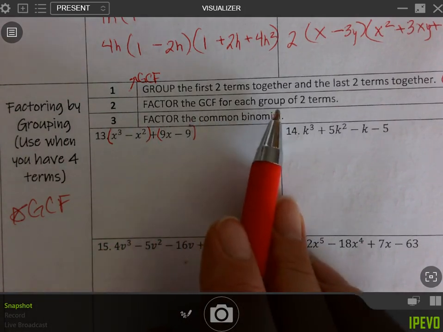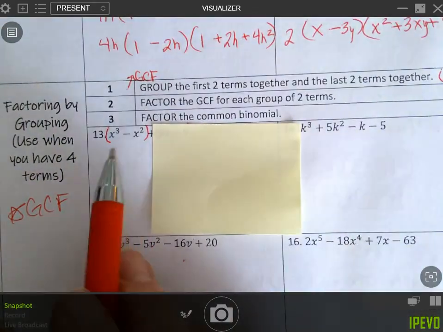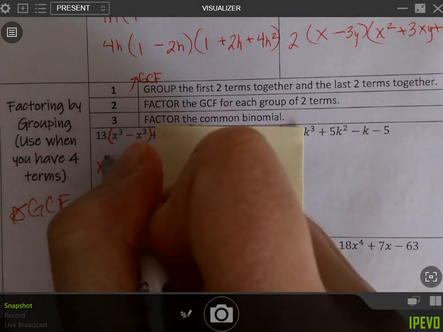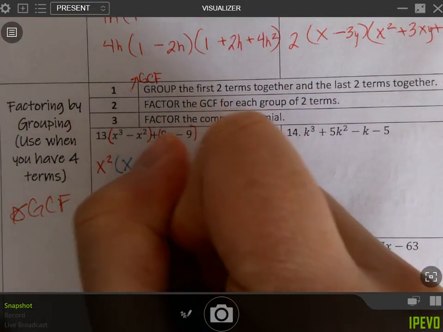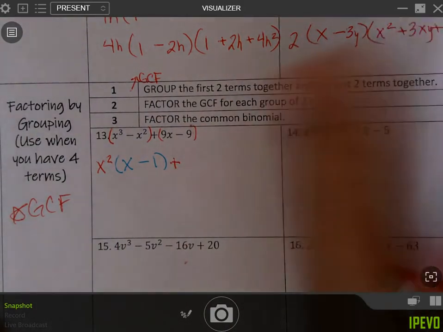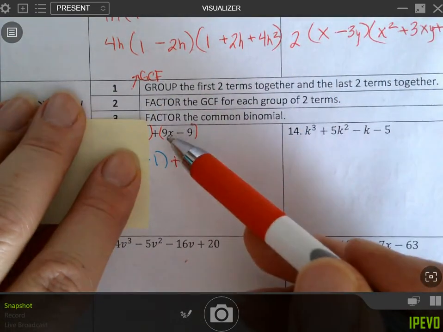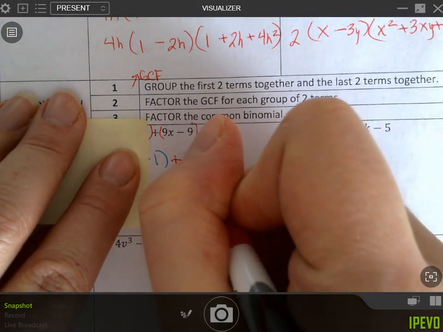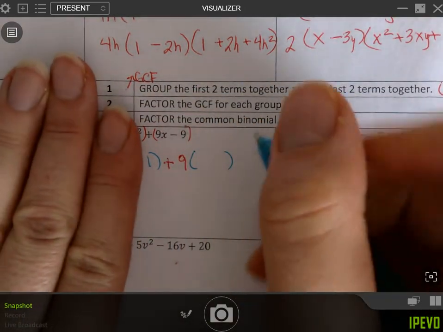Now, factor the GCF for each group. So you're honestly ignoring this, and you're just doing a really basic question: what's the GCF of x to the third and x squared? x squared. Take out that GCF and then show me what's left. Divide both by x squared, I get x minus 1. Bring down your plus sign. So that's it, guys. Just a little GCF problem. Bring down your plus sign. Ignore this. What do these two have in common? A 9. So take out the GCF of 9. And then what's left? We're still ignoring this.